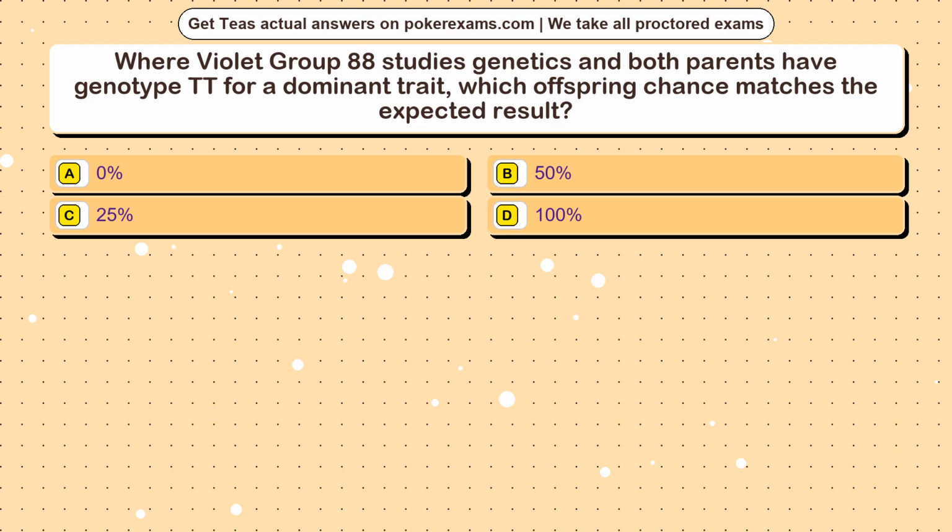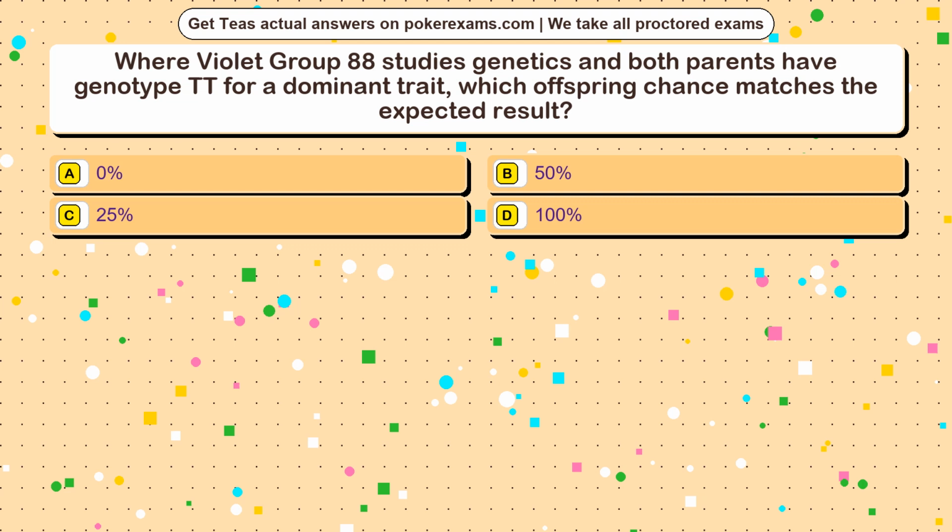Question 18. Where Violet Group 88 studies genetics and both parents have genotype TT for a dominant trait, which offspring chance matches the expected result? Option A, 0%. Option B, 50%. Option C, 25%. Option D, 100%.